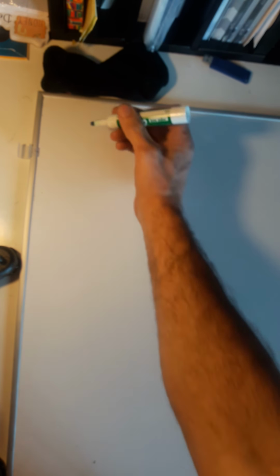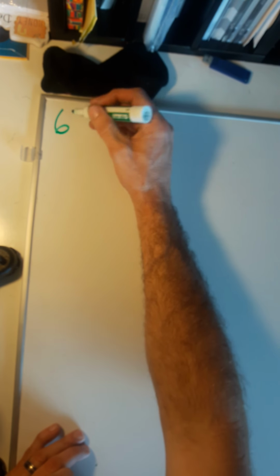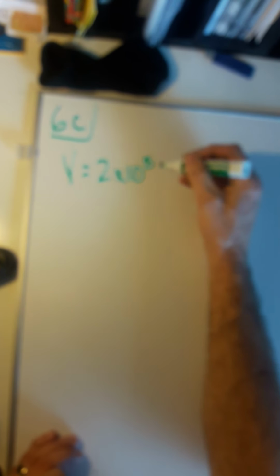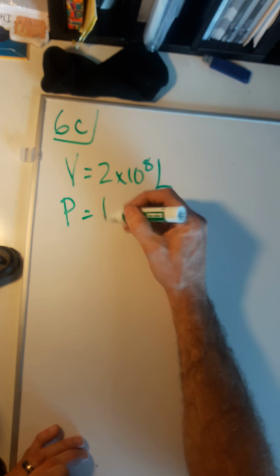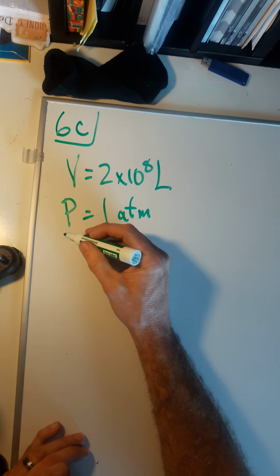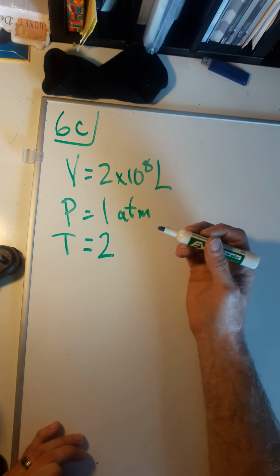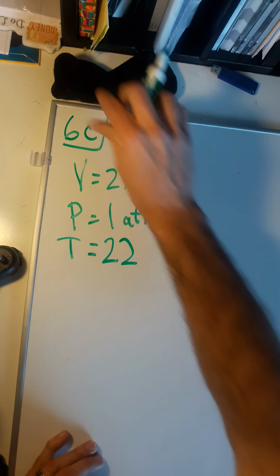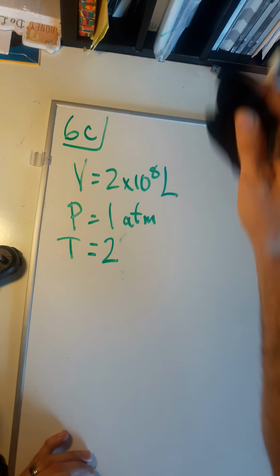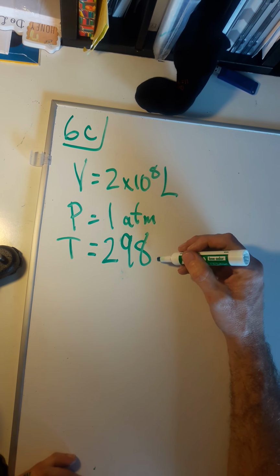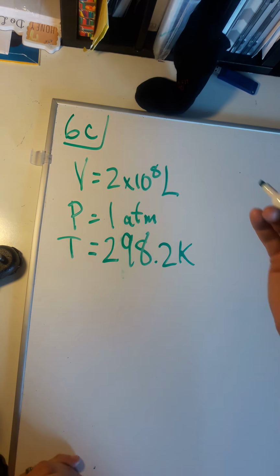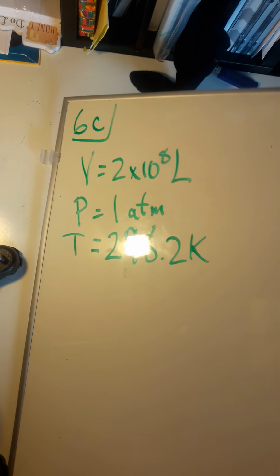There's a second part to 6c. You have your variables: the volume is 2 times 10 to the 8th liters, the pressure is 1 atmosphere, and the temperature is 25 degrees Celsius, so 25 plus 273.2 would be 298.2 Kelvin. The other thing we need for this is a basic understanding of the gas law and using your mole map.